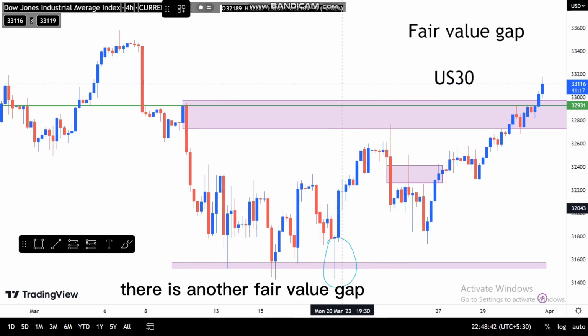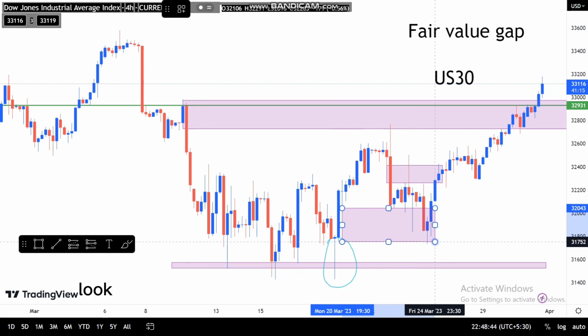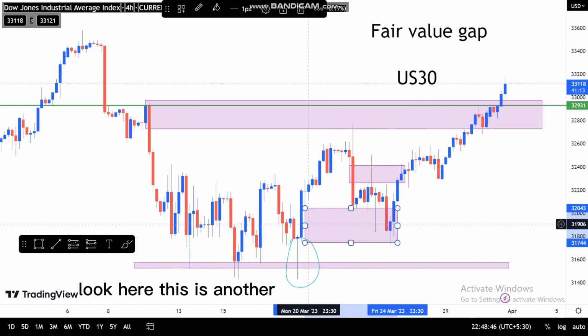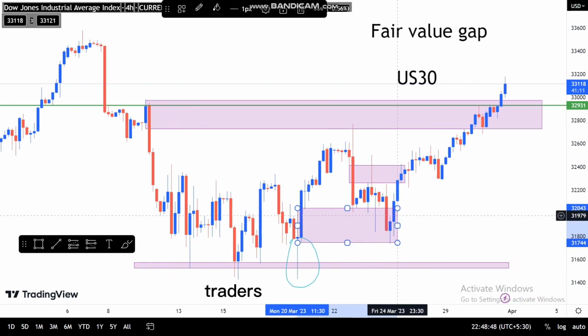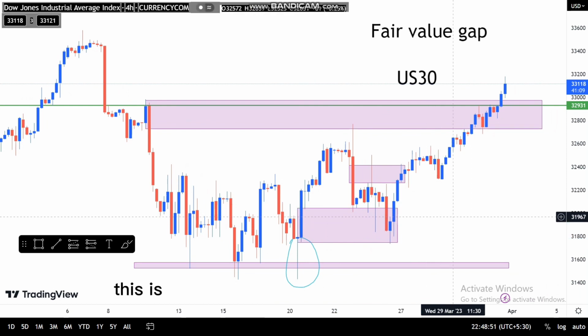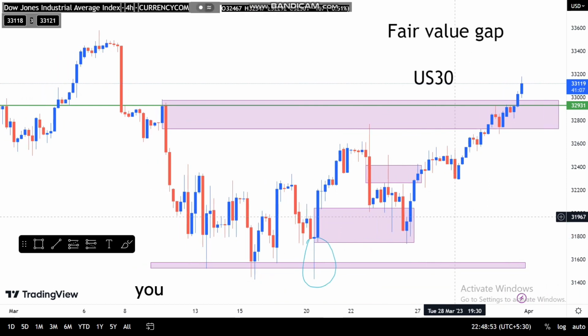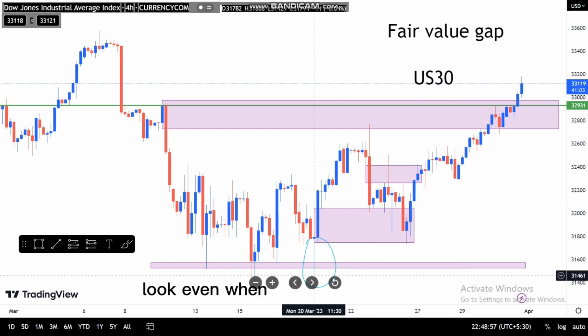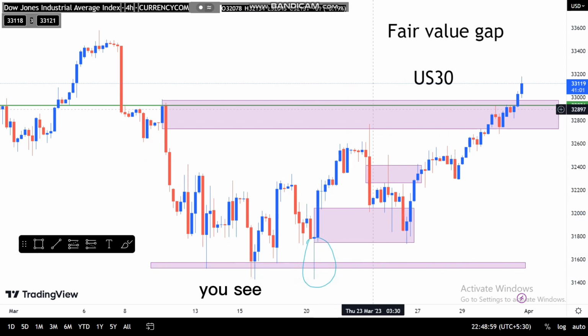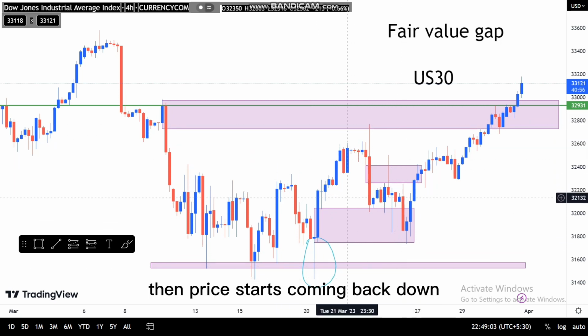Guys, another fair value gap is right here. Look here. This is another fair value gap in the market, traders. This is another. So if you're only trading one currency pair, you will be able to see all these, traders. Look, even when we had price pushing, so meaning I had bought, you see, I had bought in price shooting up in there, then price starts coming back down.